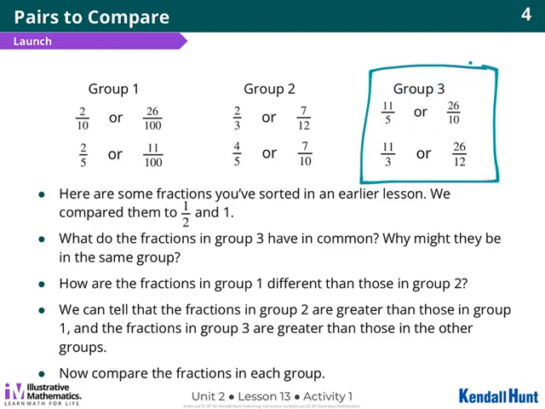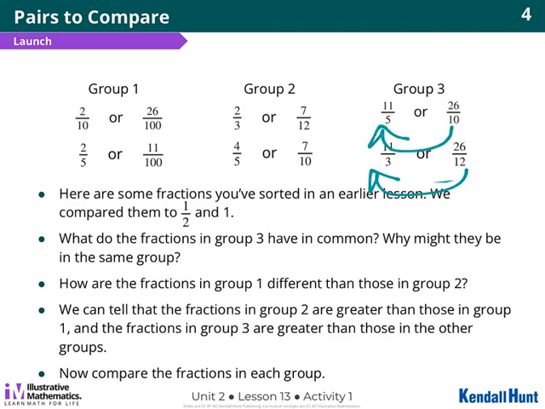Do you notice anything about the denominators? Grace, what do you notice? 12 is a multiple of 3, and 10 is a multiple of 5. Wow, I owe you a magic ticket. Did you guys notice that? Yeah. If we look at those denominators, 12 is a multiple of 3, and 10 is a multiple of 5.